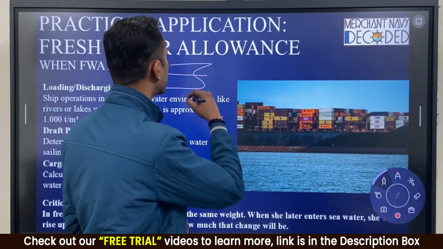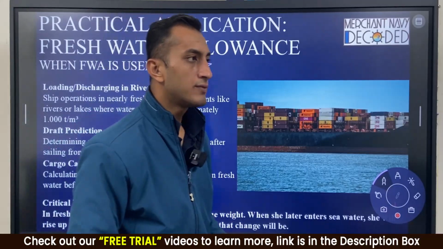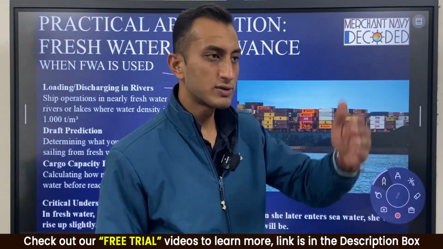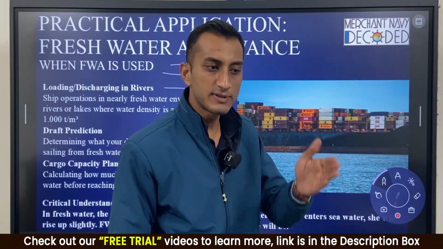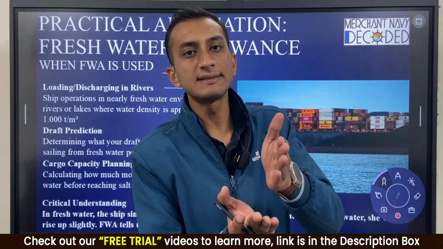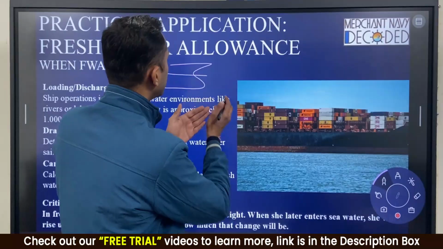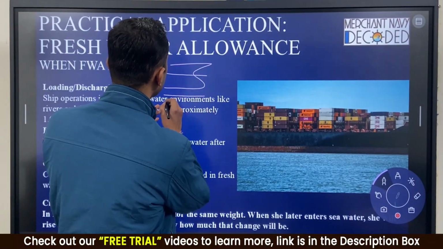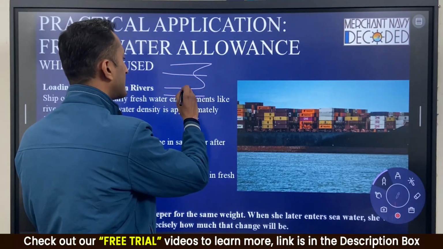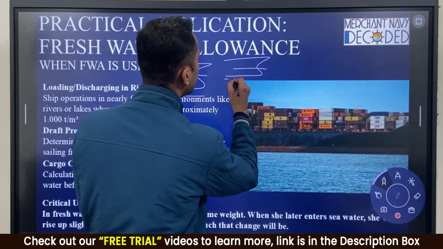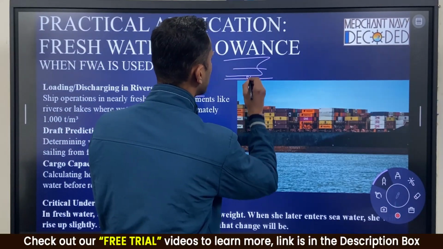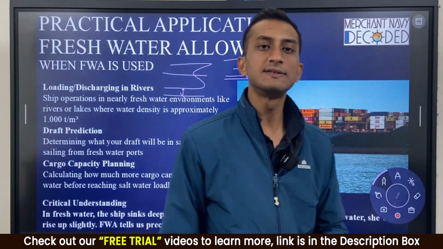Okay, you know your ship's draft. Now you know when you will be going into fresh water, your ship will sink. Now when your ship sinks, the under keel clearance reduces. So when she sinks, initially in sea water, this was the under keel clearance, but once she sinks, the underwater keel clearance will reduce.